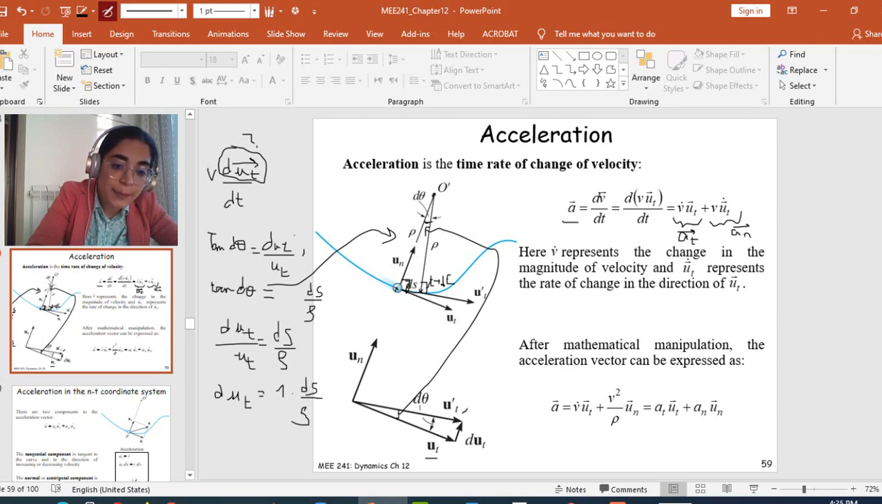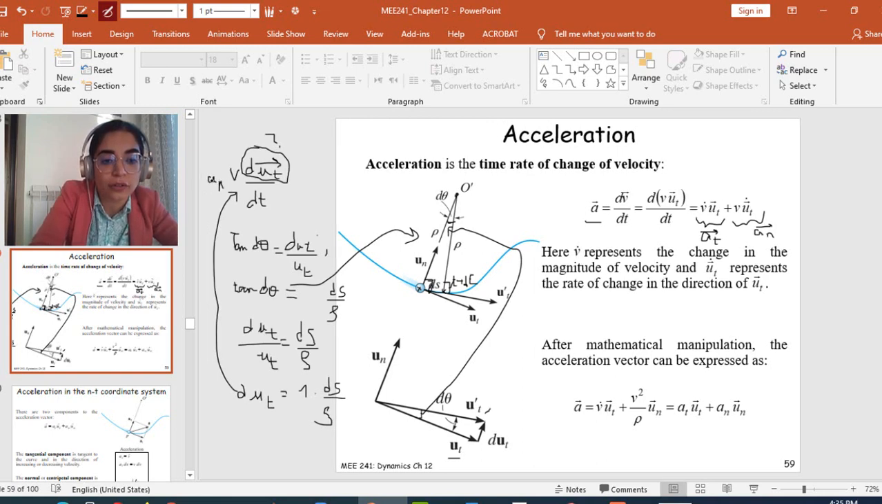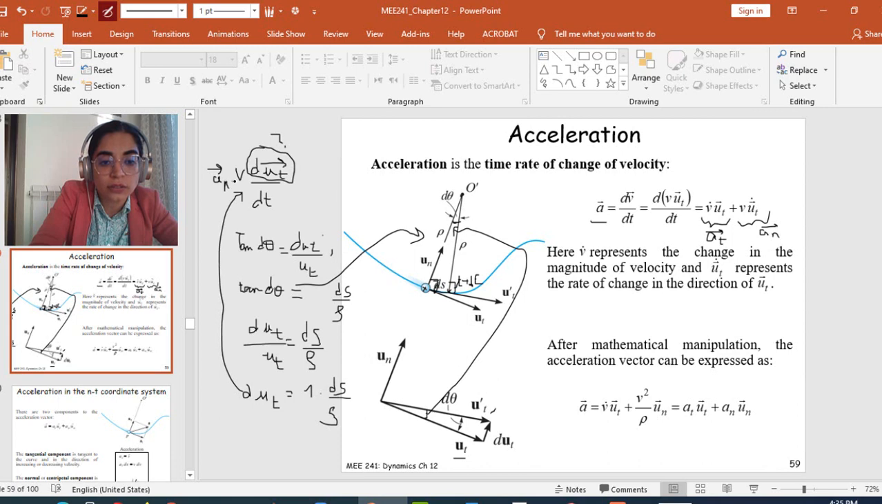So let's now substitute this dut in the equation of an here. I know that an is equal to, in vector form, v dut over dt.